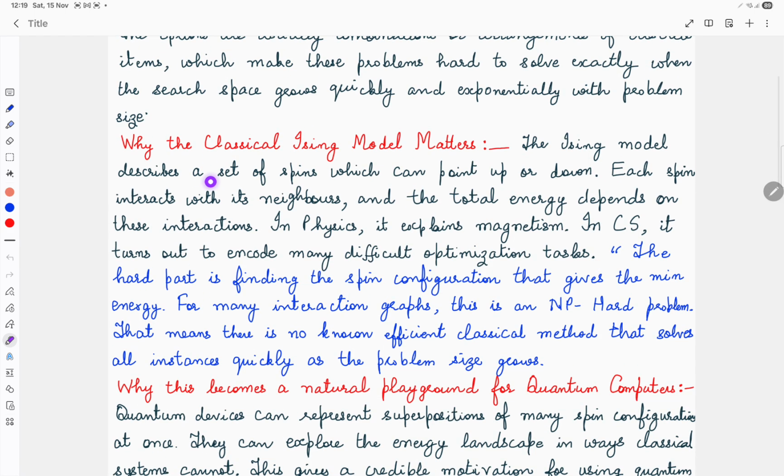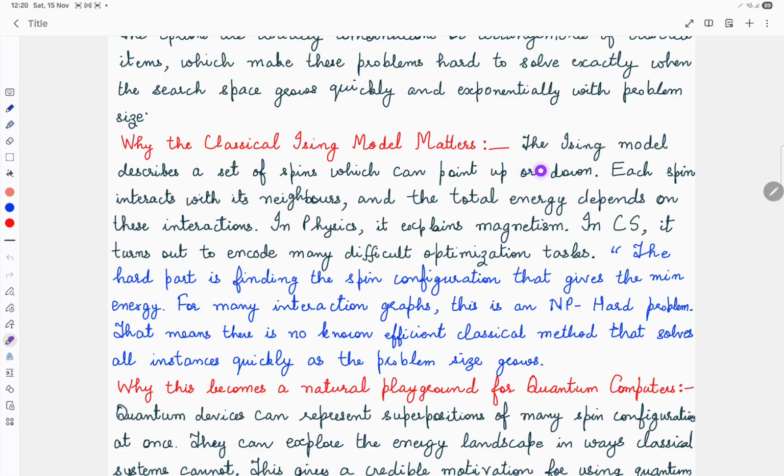The question is why the classical Ising model matters. The Ising model describes a set of spins which can point up or down. So these spins are basically, I'm talking about the magnetic spins. Each spin interacts with its neighbors and the total energy depends on these interactions.